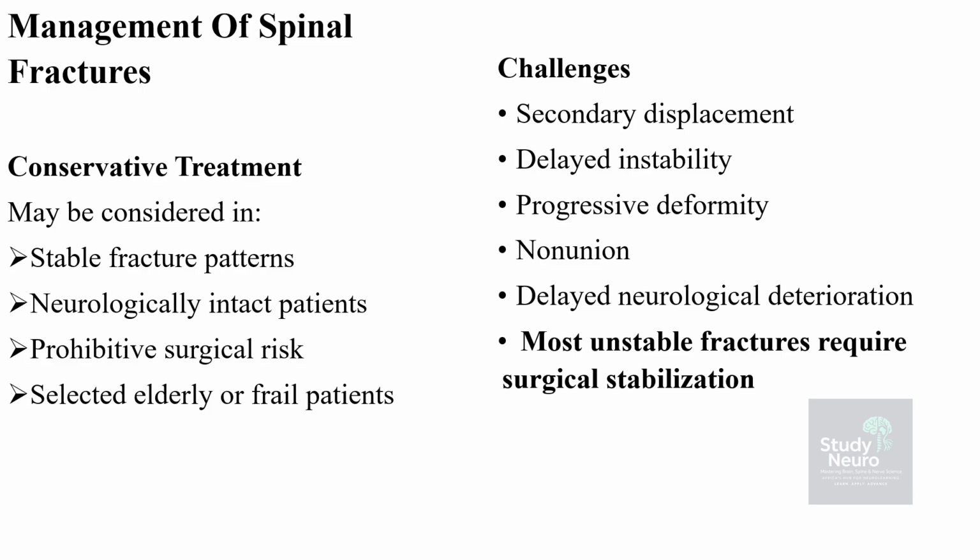A patient can develop worsened alignment or instability over time, and healing may fail to occur properly. In some cases, neurological problems can appear later, even when the initial examination was normal. These risks mean that close clinical and imaging follow-up is essential, especially when treatment is non-operative. Most unstable spinal fractures, however, require surgical stabilization to restore alignment and prevent further damage.